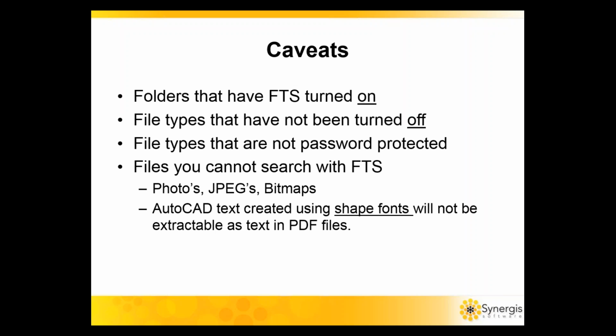Now, I mentioned photographs earlier, so there are a couple of file types that full text search does not work on: photographs, JPEGs, bitmaps, anything that's a picture. If it's text, if it's AutoCAD, Word, Excel, most PDFs have full text searchable available in them, but it depends on how they were created. For example, if you create a PDF from a Word document or from AutoCAD or Inventor or SolidWorks or many others, those are full text searchable. If you create a PDF out of a scanned piece of paper, it may or may not be full text searchable depending on the scanning software.